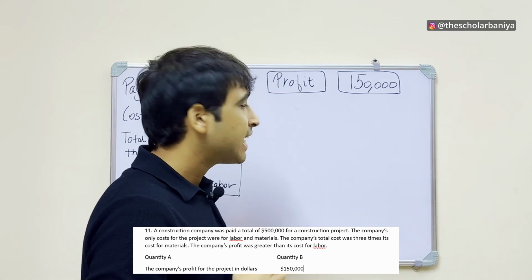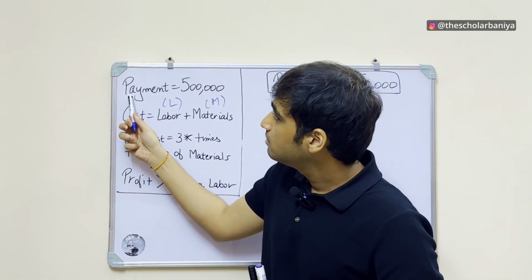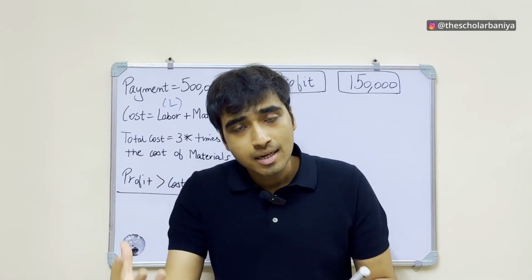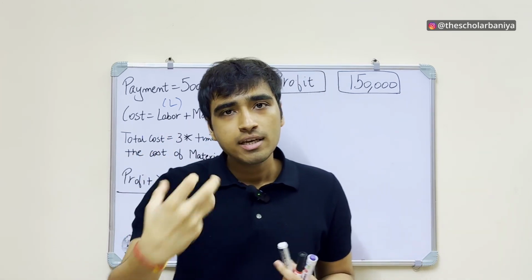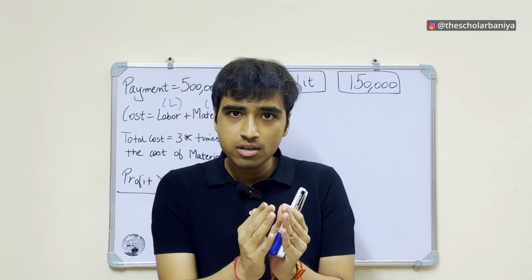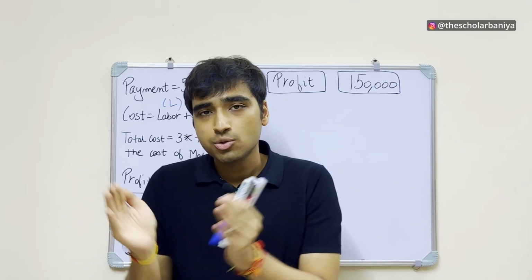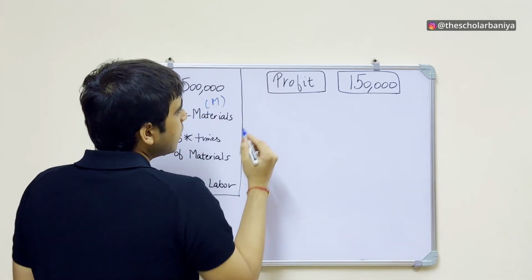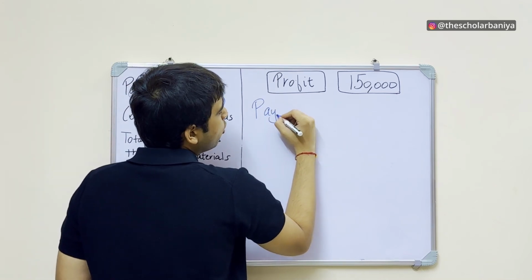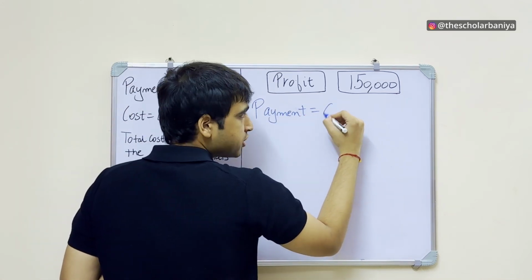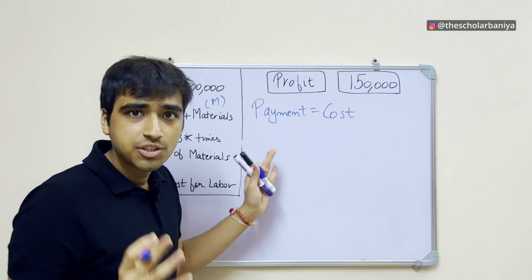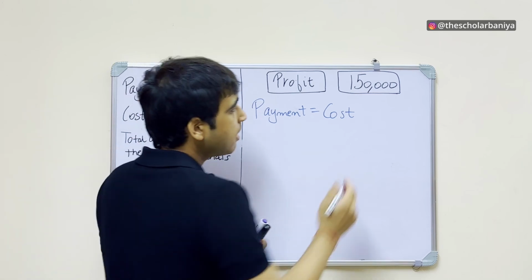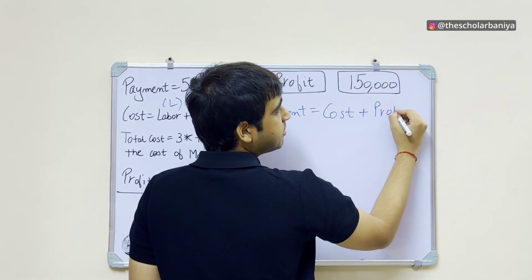So the first thing that people get confused over here is the difference between payment and cost. Payment means the total payment that the company received, right? Whenever you pay a person, there is a cost involved, plus the person will be making a profit. When you add both of these things, the total payment is achieved. So the total payment which the company receives is equal to the cost involved of the company plus the profit which the company is making.